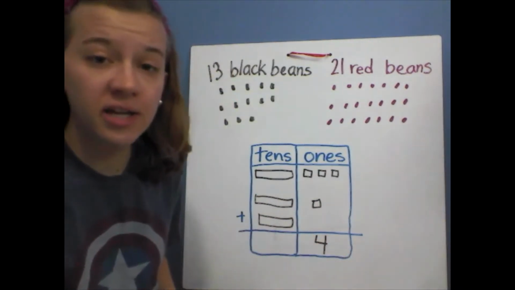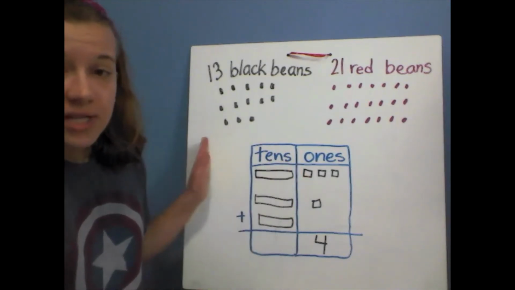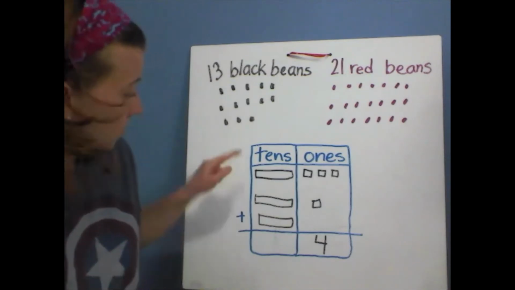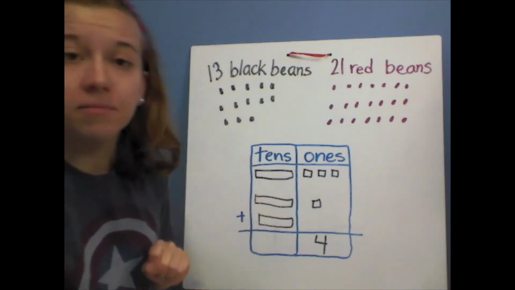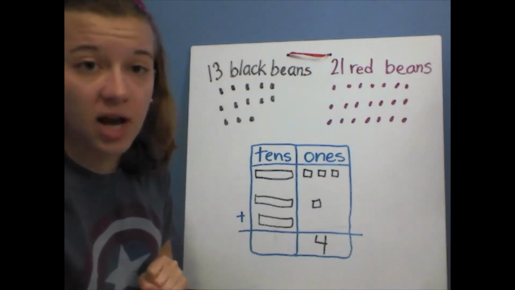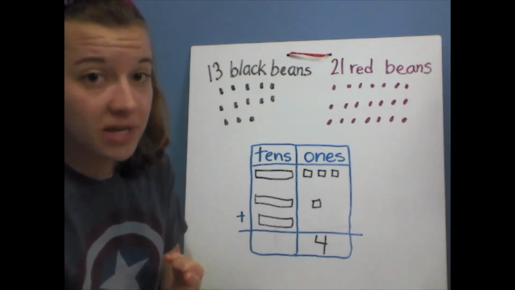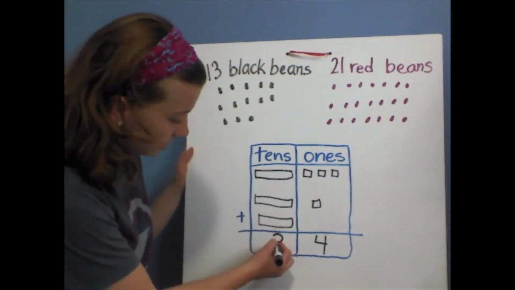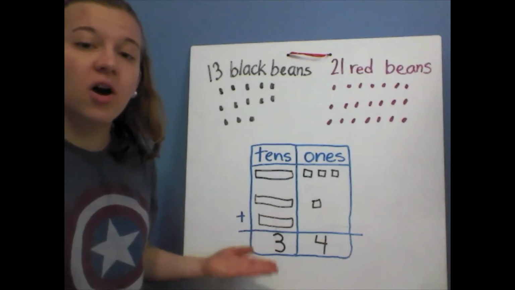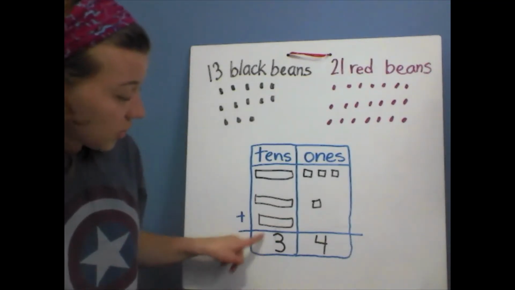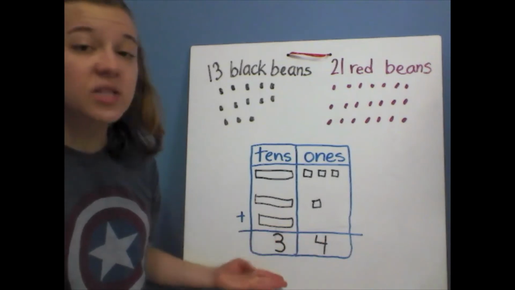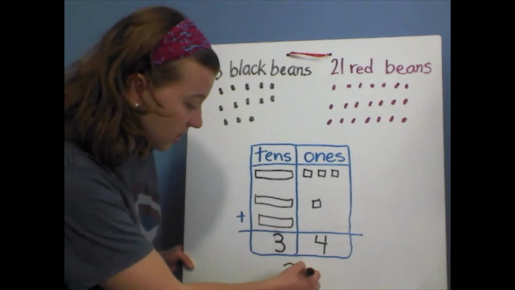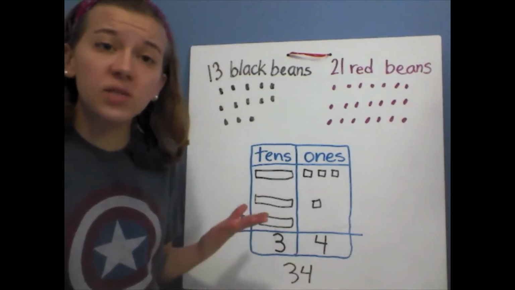Very good. Now, let's move over to the tens place. How many tens rods do we have? 1, 2, 3. We have 3 tens rods, which means that the number that should be in the tens place is the number 3. Okay? Right here. And then here we have our answer. Okay? So 3 is in the tens place, 4 is in the ones place. What number is that? 34, right? Okay, so that's one way to figure it out.